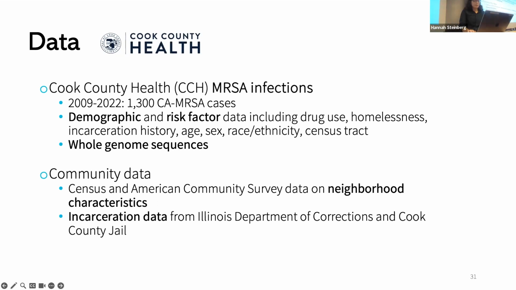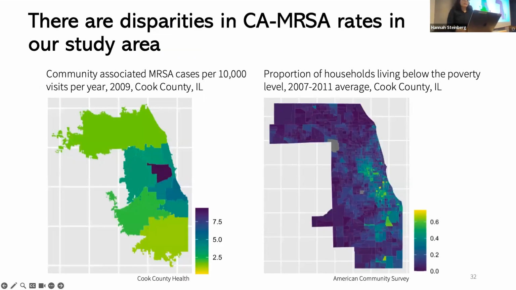So based on initial analyses, it's clear that there are disparities in community-associated MRSA rates in our study area. You can see here this graph shows community-associated MRSA rates in 2009. And this one shows proportion of households living below the poverty level from 2007 to 2011. And you can see that higher rates of MRSA are associated with higher rates of poverty. And it's also associated with many other things, but here's just an example.